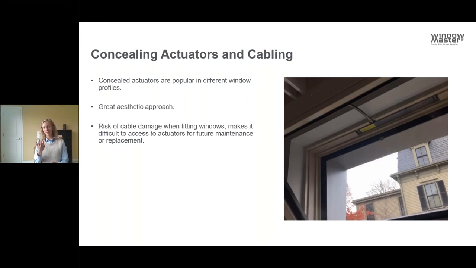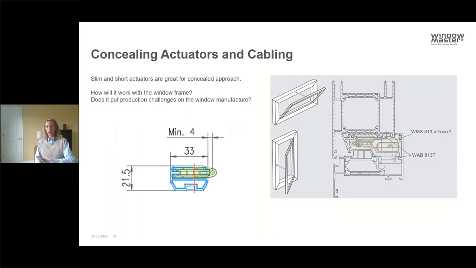How are we going to get the actuator out if we have to service or maintain the actuator? And what about if we have to replace the actuator? Do we have to then also take the frame out or anything difficult in terms of getting screws out? Just really think this through in terms of service and maintenance and potential replacement as well. So there are also other things to consider about concealed actuators.